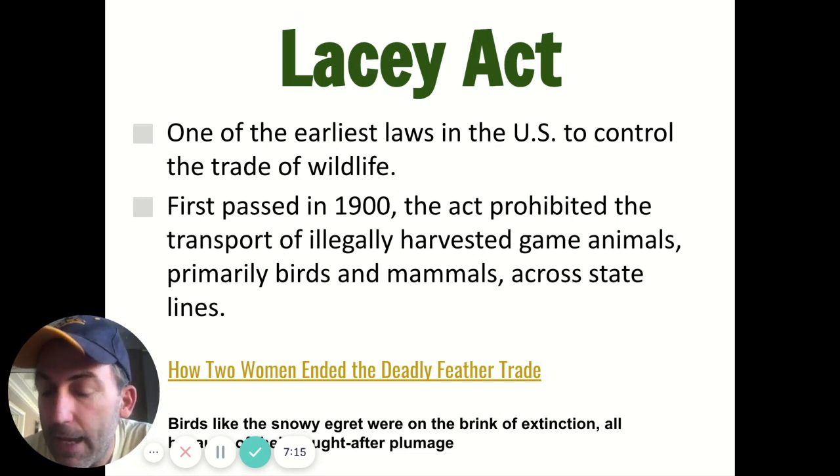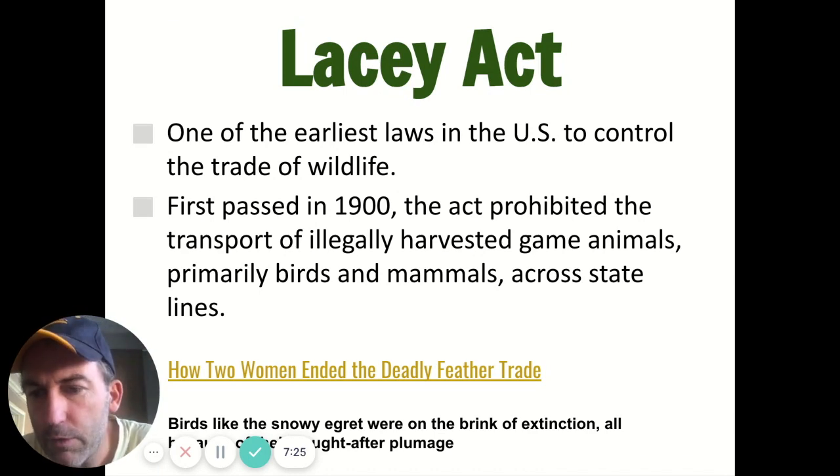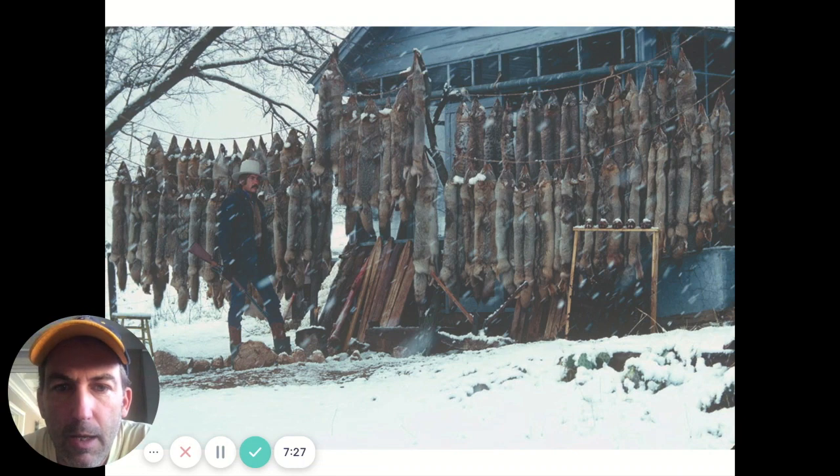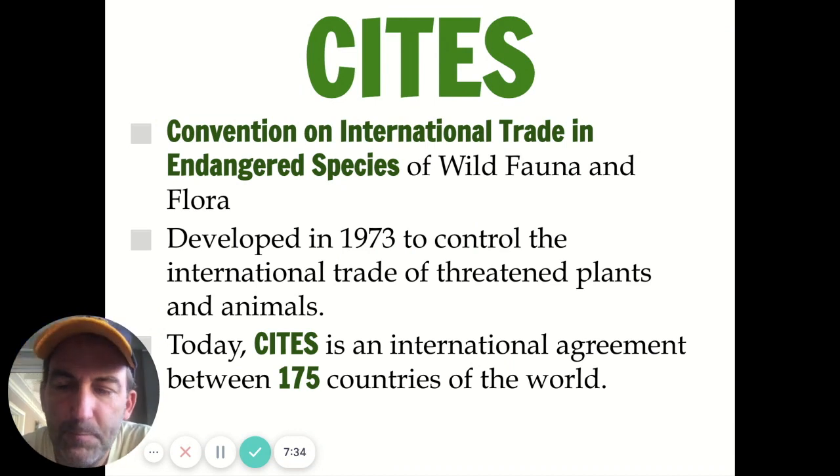And so the Lacey Act aimed to prohibit transport and put an end to the plume trade. And ultimately, it was made kind of a social faux pas to wear dead birds on one's hat. But nonetheless, harvesting of wild species continues.